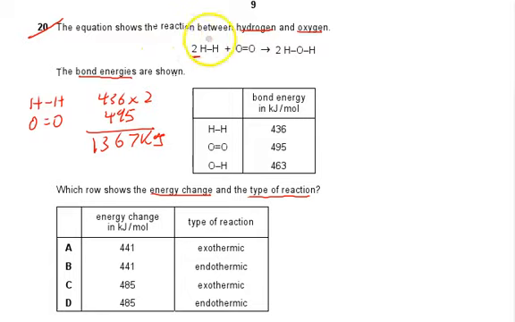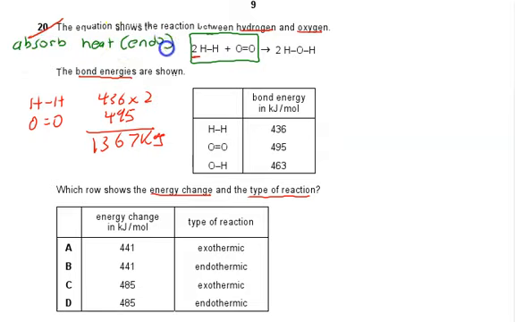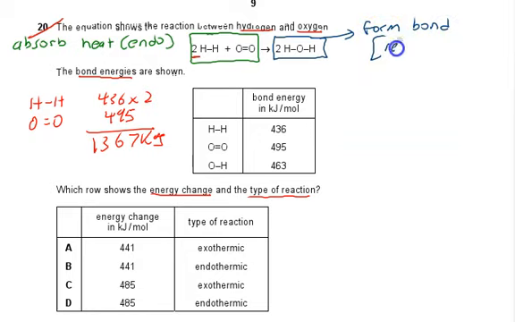Please remember one thing. Here it involves absorbing heat, which means it is endothermic. At the other part, this one is to form the bond. If you want to form the bond, you need to release the heat, which means it's exothermic. And this part is breaking bonds.